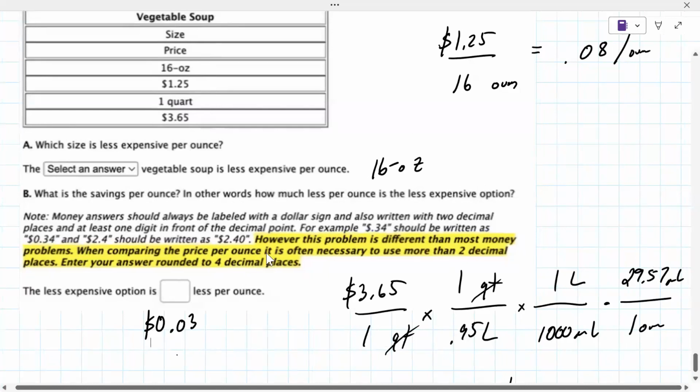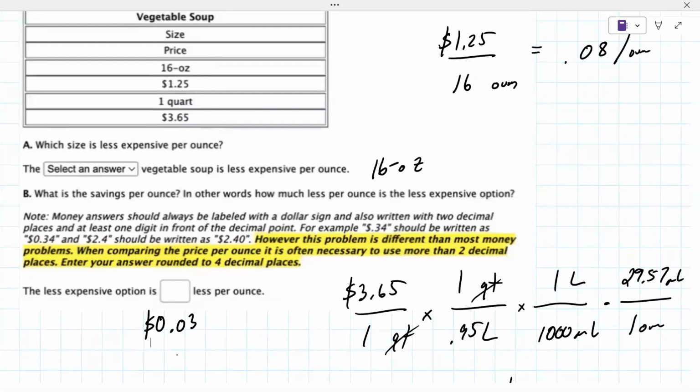Oh no, hang on a second. So they want your answer rounded to 4 decimal places. That's the issue. Okay, let me work it out that way, because that will change this a little bit. Okay, it's that minus 1.25 divided by 16. So it's 0.0355. See if that's any better there. Nope, not right.